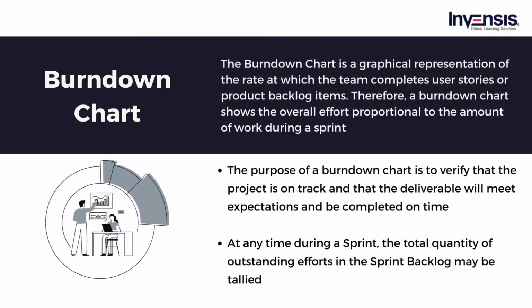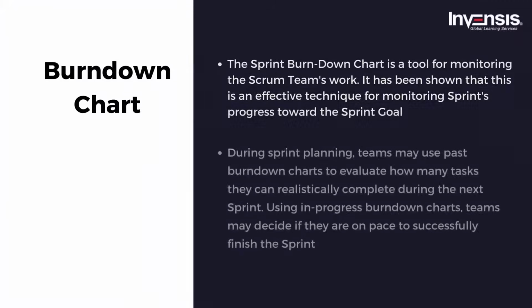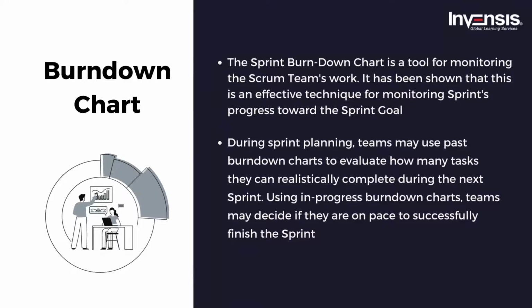The velocity of a Scrum team is measured by the number of user story narrative points that have been completed throughout the sprint. Tasks that are only partially finished are not counted toward velocity. At any time during a sprint, the total quantity of outstanding efforts in the sprint backlog may be tallied. The team monitors the remaining work for each daily Scrum in order to manage the chances of achieving the sprint goal. During the sprint, the team may monitor its progress by keeping track of the remaining tasks. The sprint burn down chart is a tool for monitoring the Scrum team's work. It has been shown that this is an effective technique for monitoring sprints' progress toward the sprint goal.